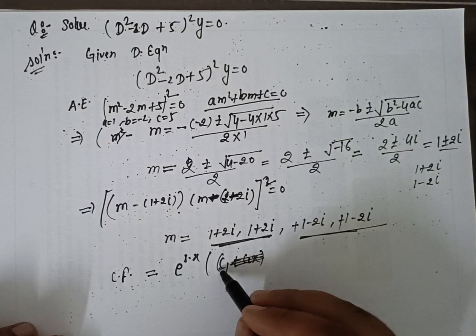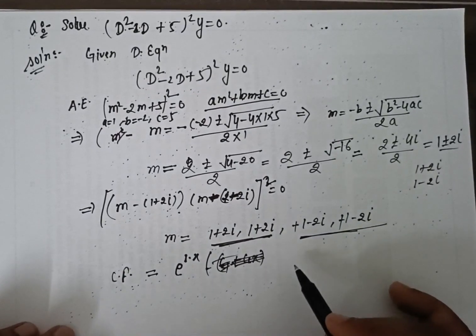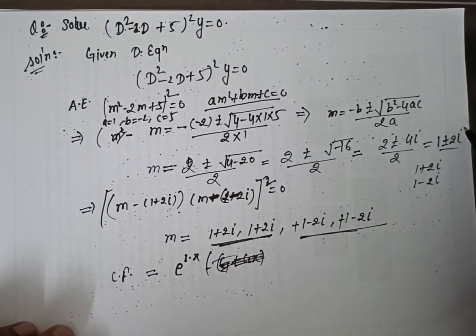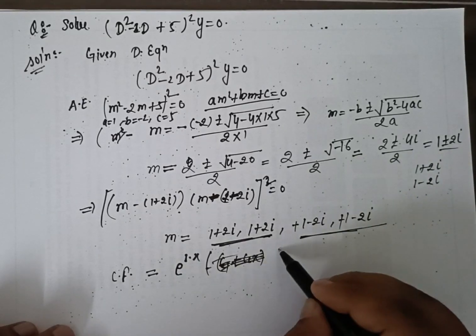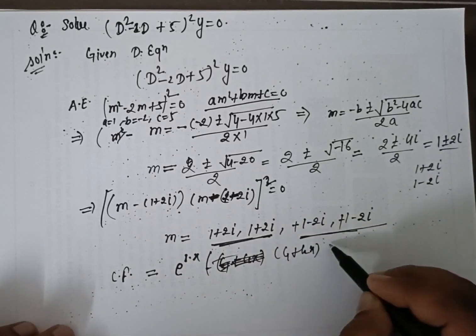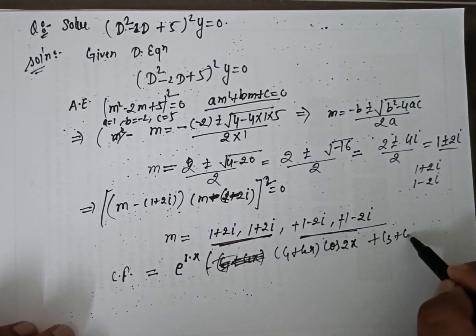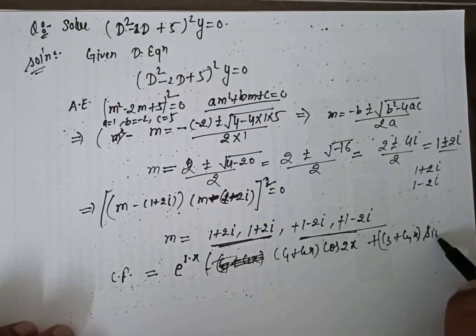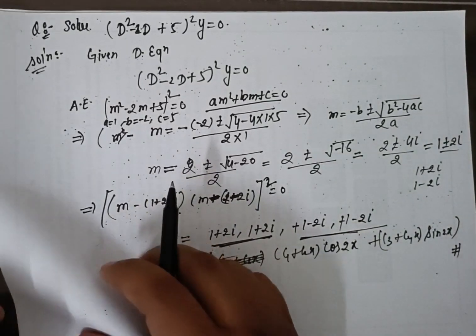Let me check it out. Come on. We have here actually two roots of 2 degrees, 1 plus 2 iota and 1 minus 2 iota. So it is e to the power x times (c1 plus c2x) cos 2x plus (c3 plus c4x) sin 2x. So you can apply this theory, and we have a number of questions to apply this theory.